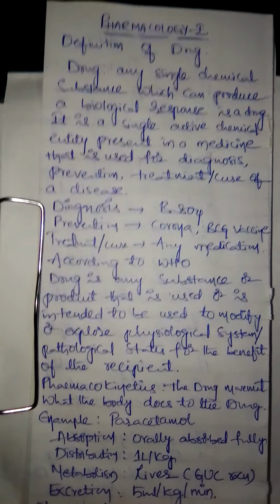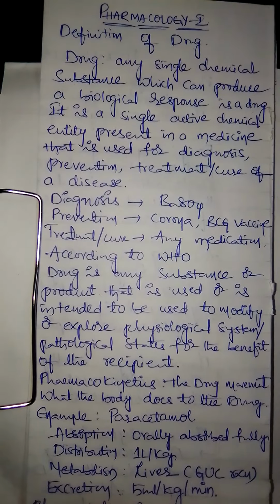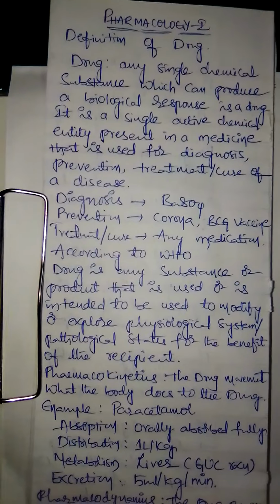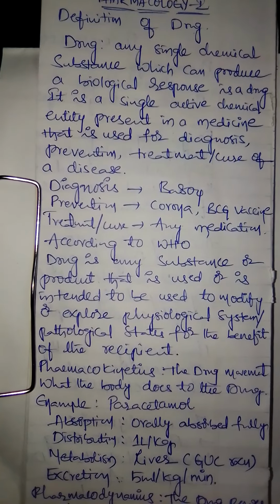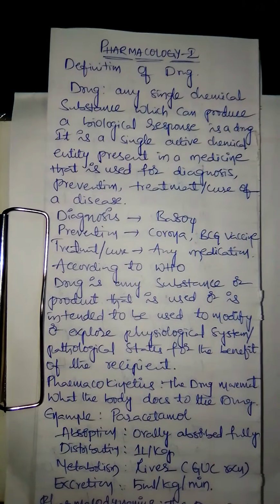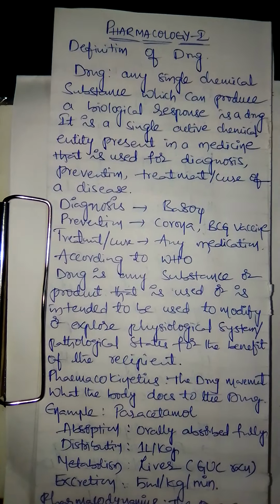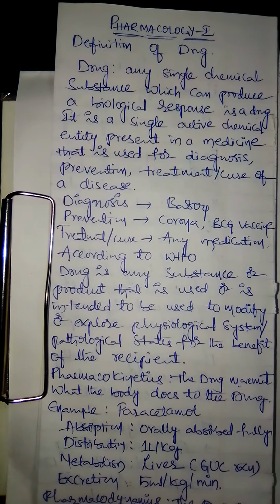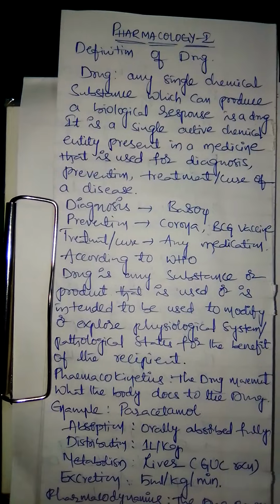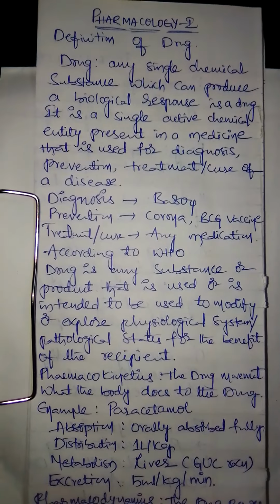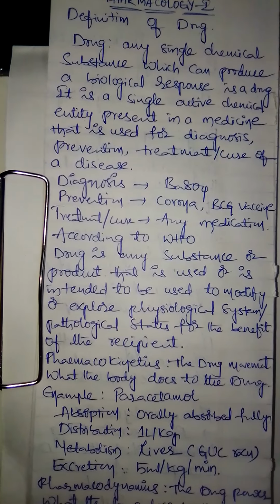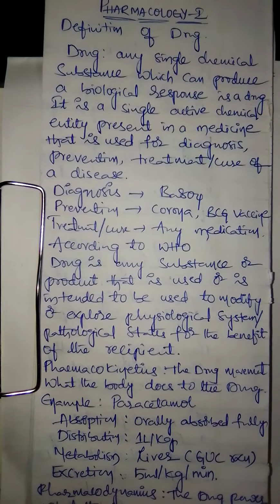In that definition we see diagnosis, prevention, treatment. For diagnosis, for example, barium sulfate is a chemical entity which is used to scan bones. For prevention, the corona and BCG vaccines. For treatment and cure, any medication usually used for fever, cold, cough, etc.